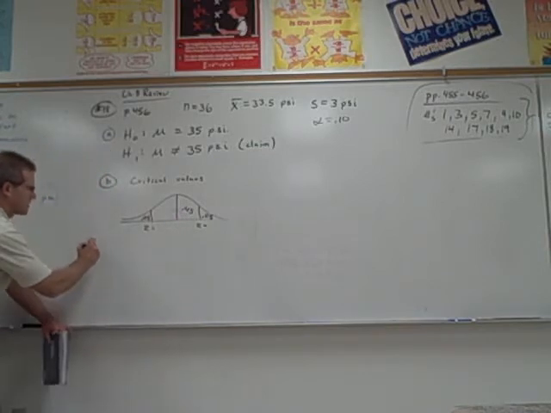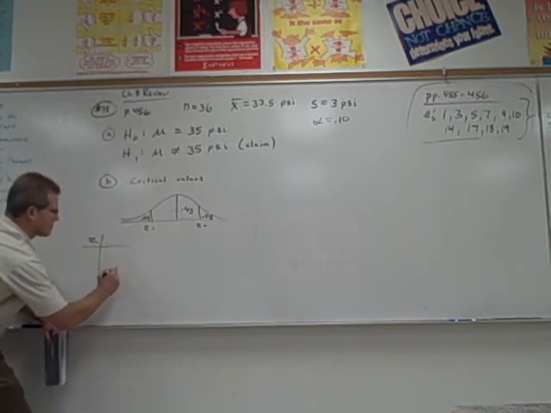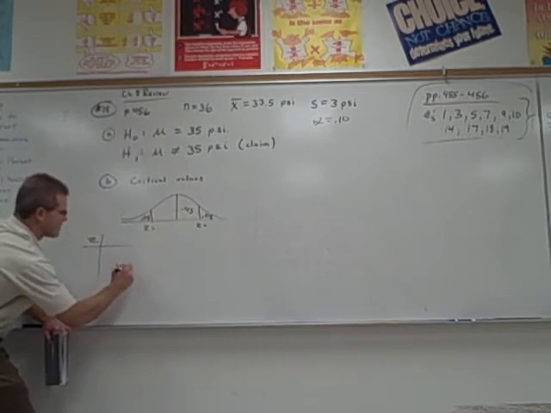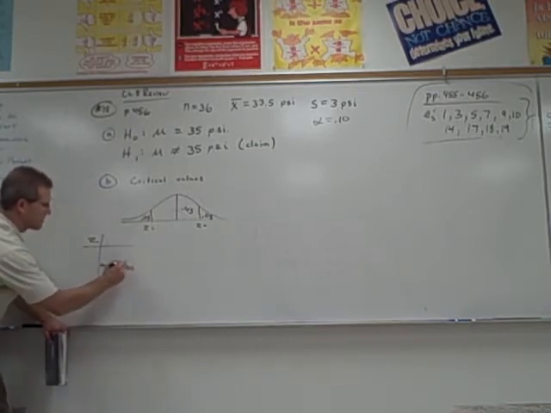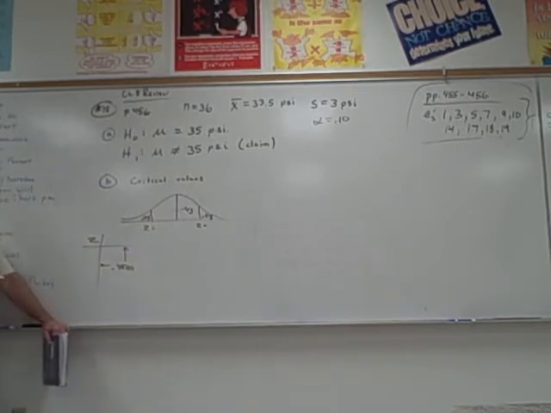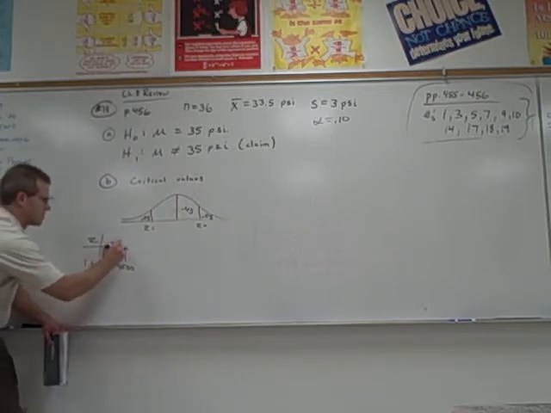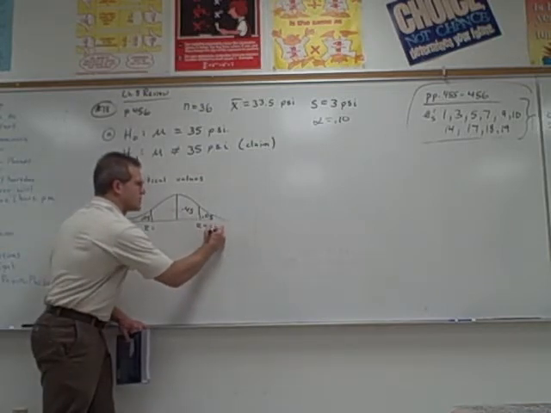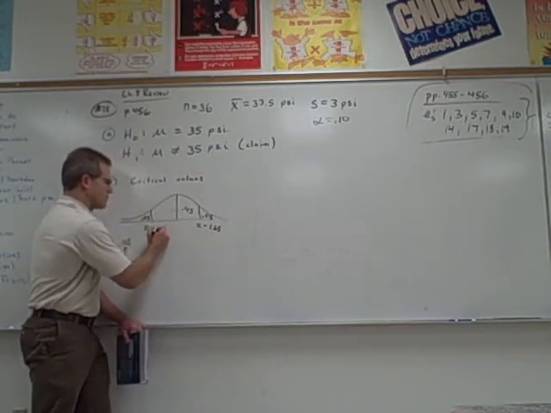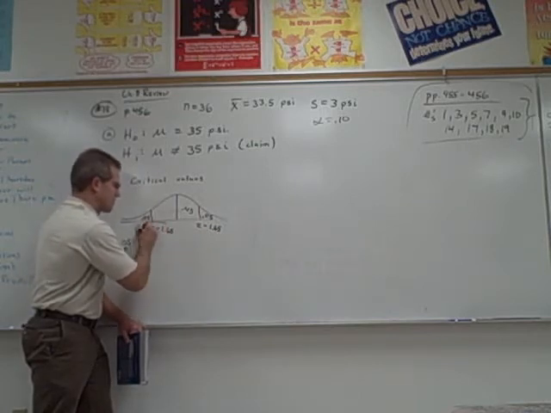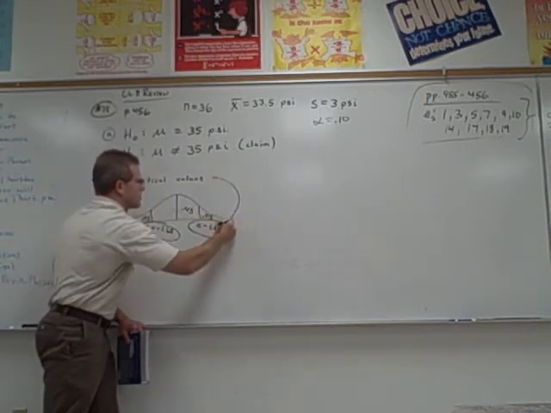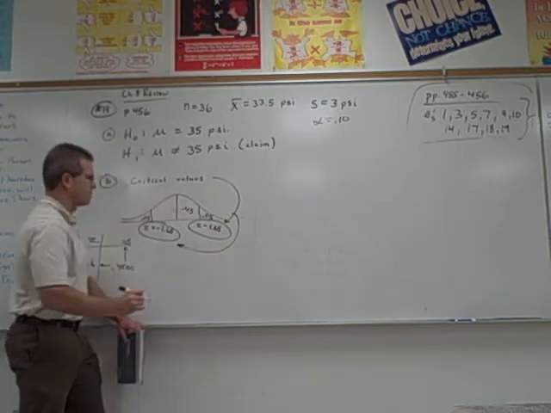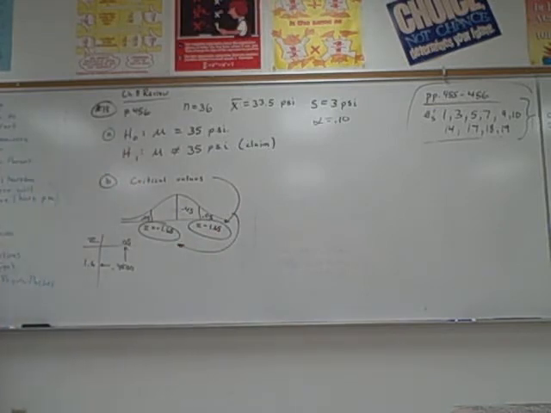So you go to your Z chart, you look up 0.4500, look to the left, look up, and you know what you get for a Z score? 1.65. It's two tails, so you need two critical values, so the right one will be 1.65. The left one will be negative 1.65. And those two values are my critical values. Any questions about that?